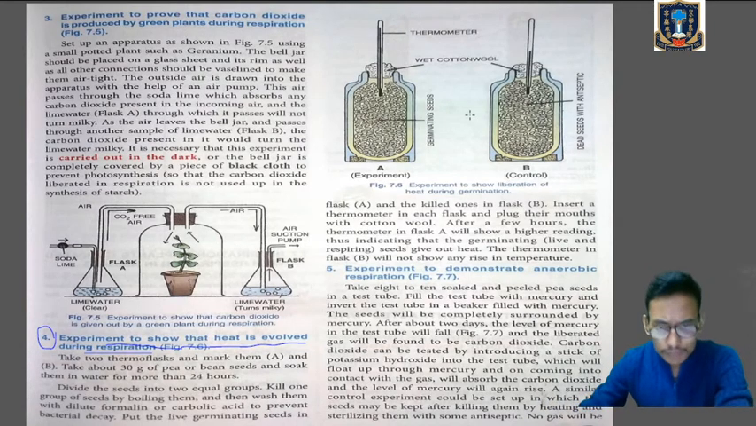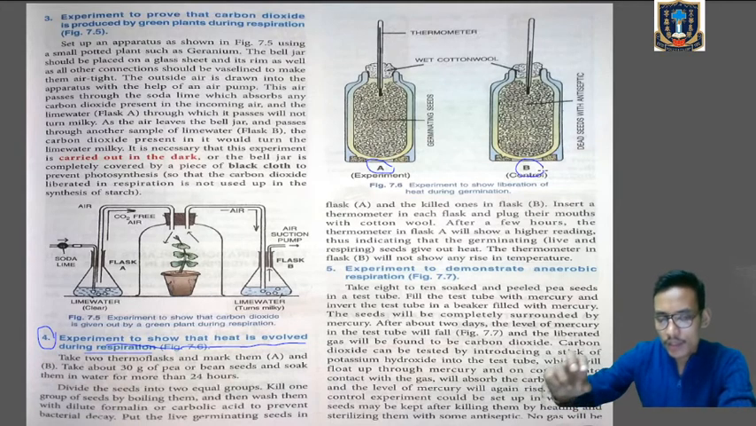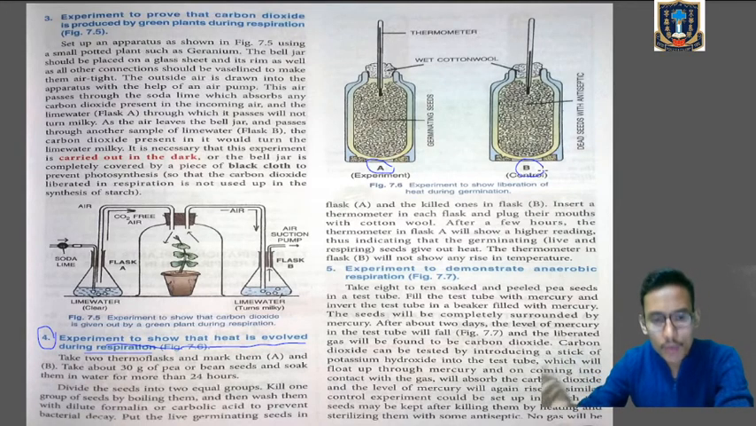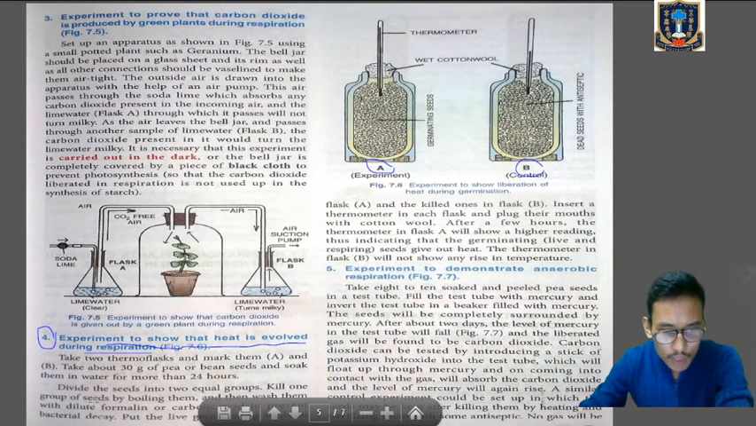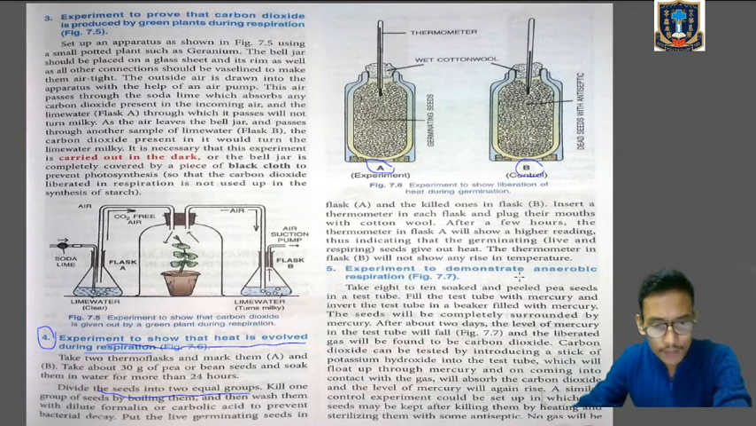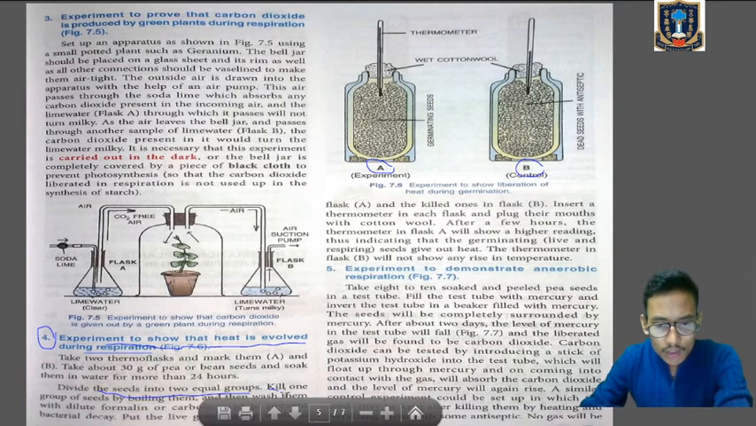We will take the two thermoflasks and mark them as A and B. We will take 30 gram of pea seeds and keep them in water overnight, for 24 hours, let's say. After that, we will divide the seeds into two equal groups, 15 gram and 15 gram. Clear? Then kill one group of seeds by boiling them.